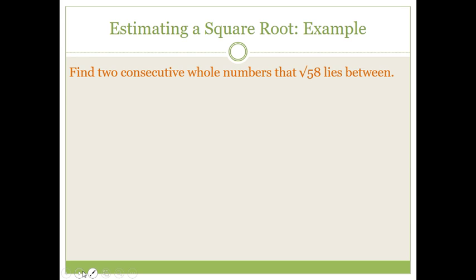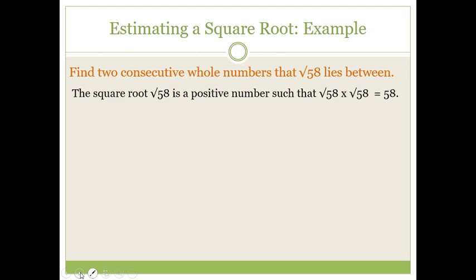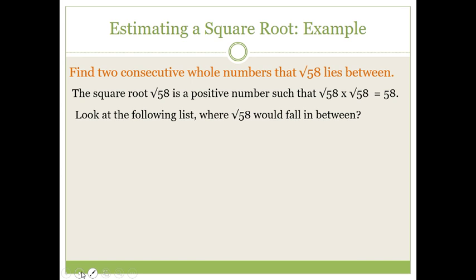All right, so in this example, we want to find two consecutive whole numbers that the square root of 58 lies between. In other words, I'm asking you, hey, what number times its own self is equal to 58? That's what we want to try to find out approximately. So we're going to go ahead and look at the list and see where the square root of 58 would fall in between.